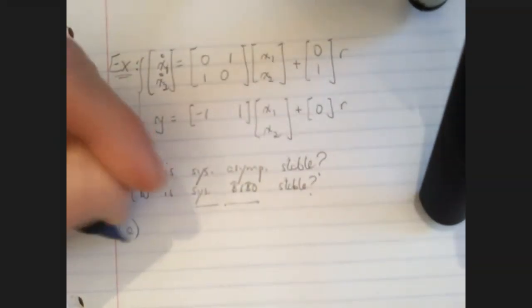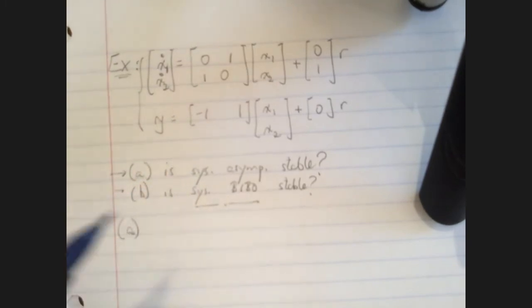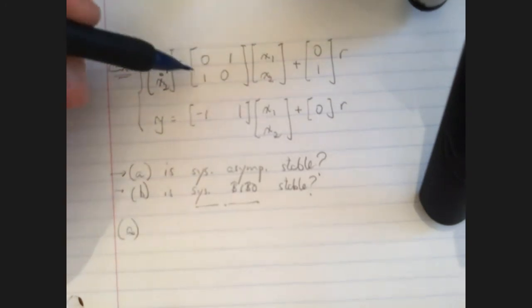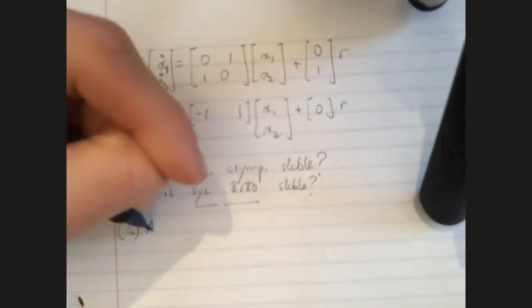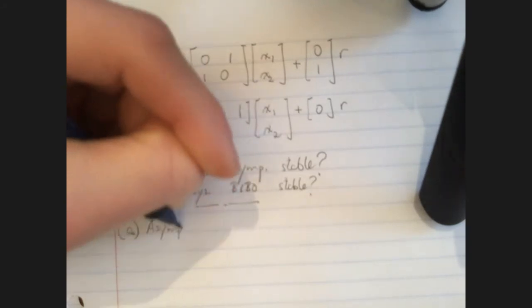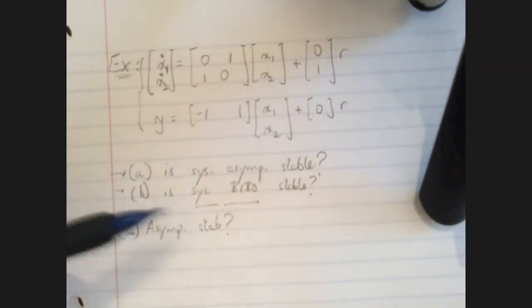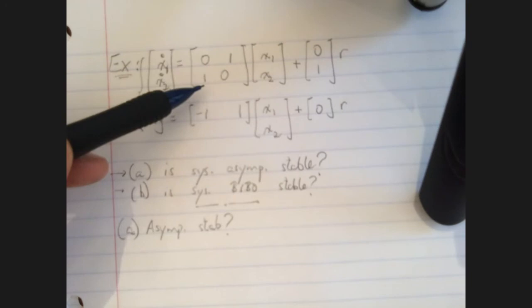So let's go through this together. Part A, asymptotic stability. What do we do? Well, we check those eigenvalues, right? So part A is asymptotic stability. Let's check that. Remember, for asymptotic stability, we check the eigenvalues of that A matrix.